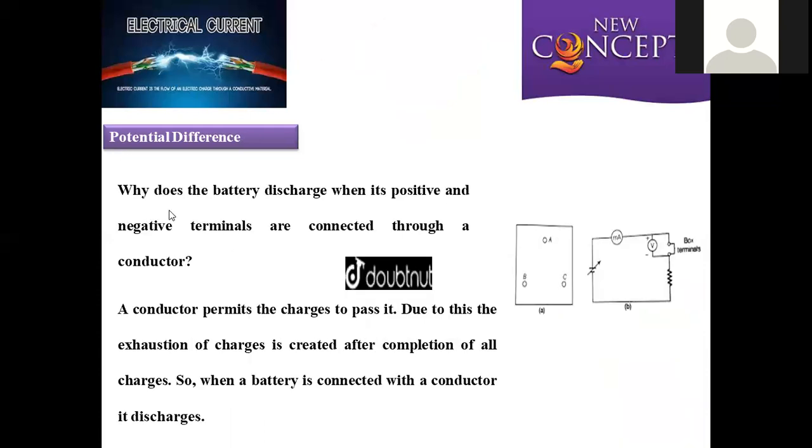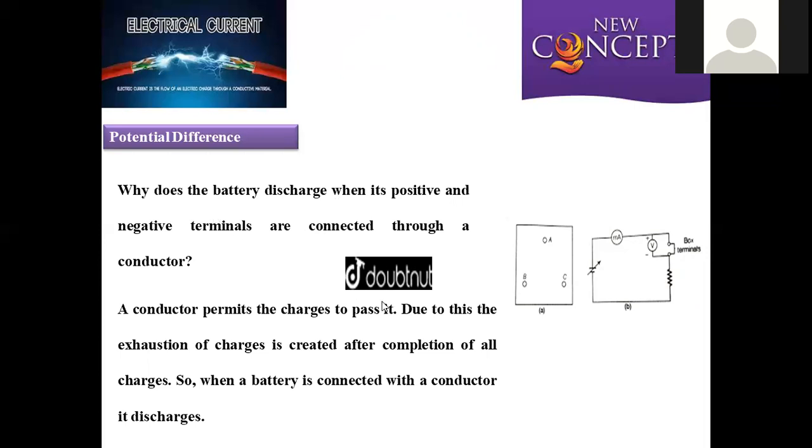Another question is posed for you. Why does a battery discharge when its positive and negative terminals are connected through a conductor? So we are operating the battery for certain hours. For example, take a mobile battery. That will be operated for a day or two days, if no other obstacles are there, for three days max. So in that case, why, after certain hours, does the battery get discharged?